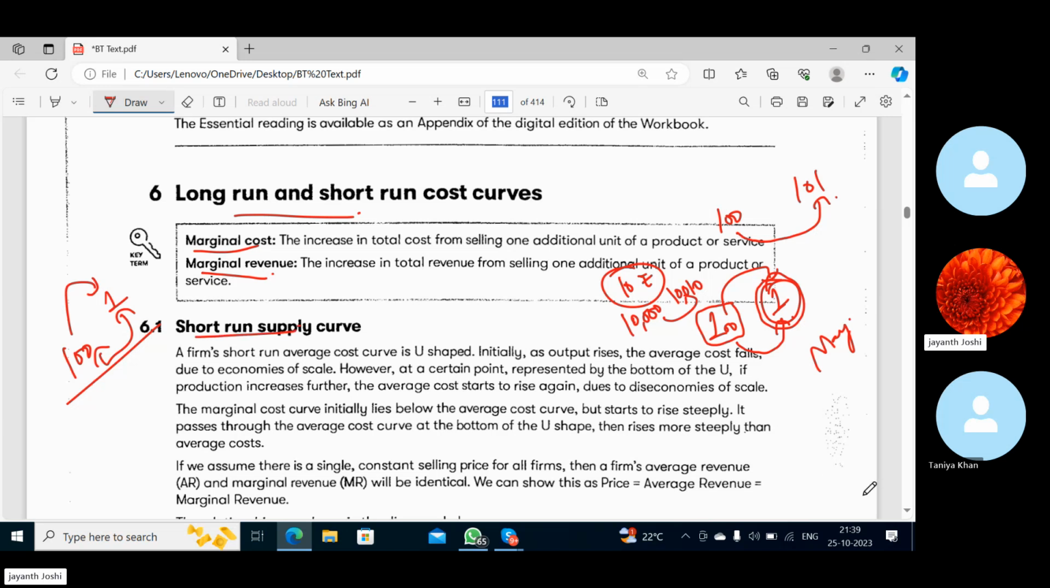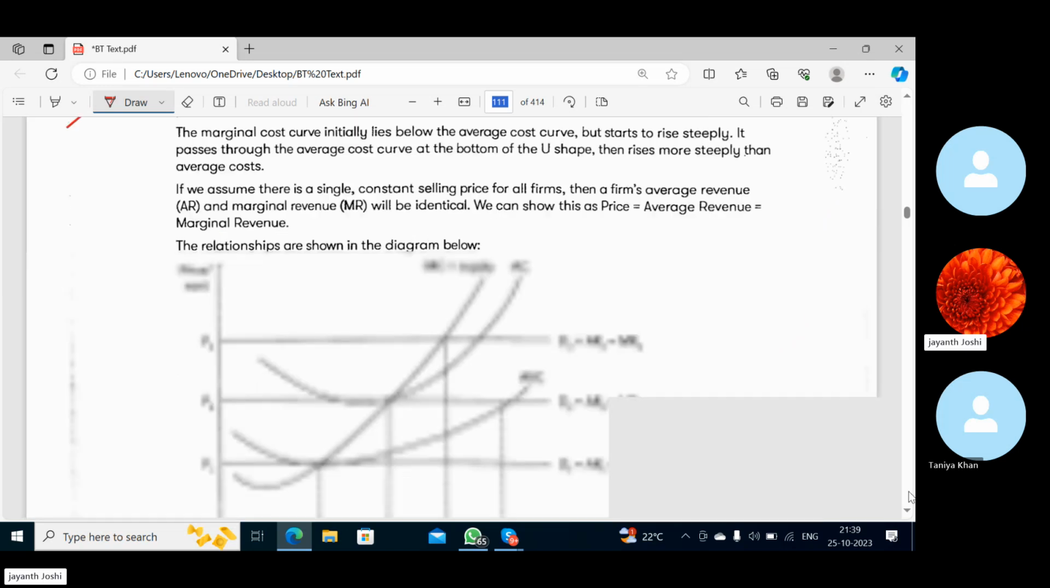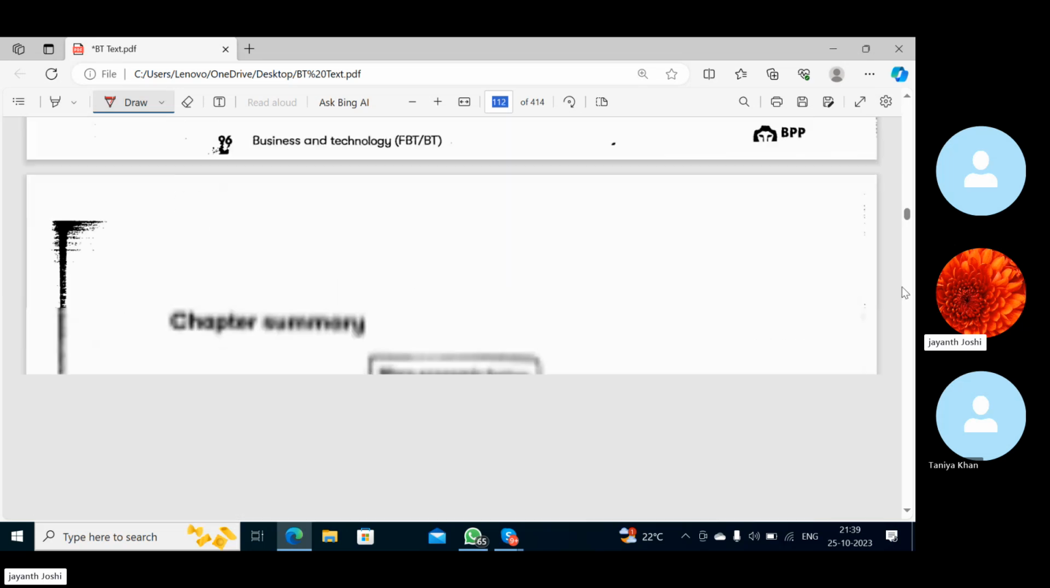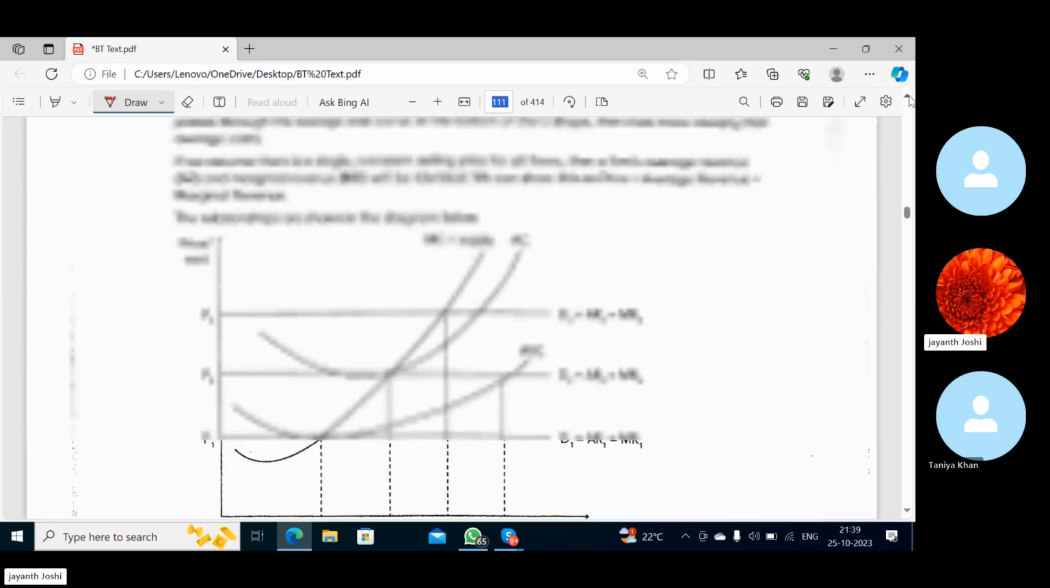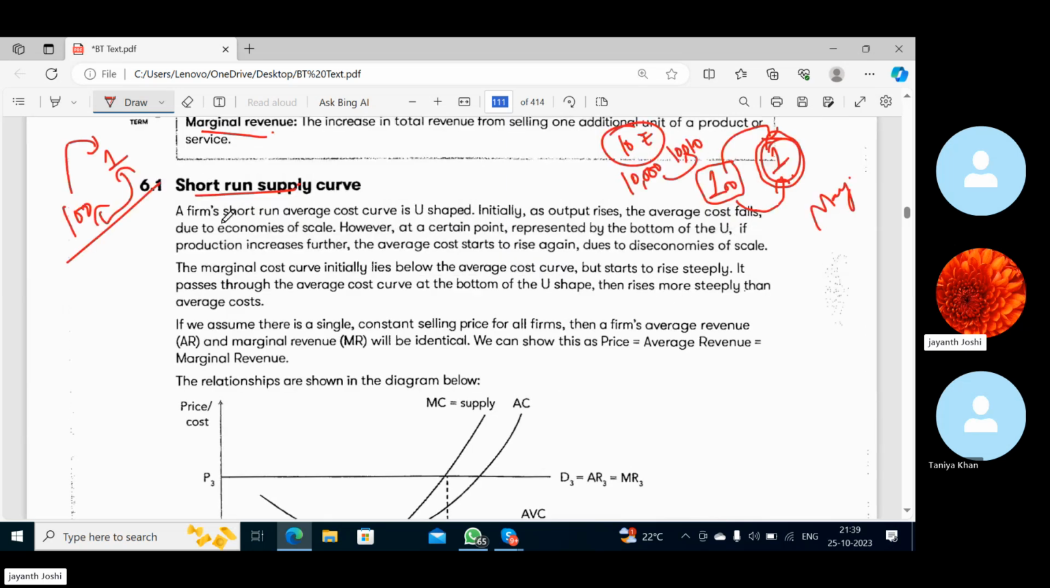Now short run supply curve. We are into the last topic, curves. You see the supply curves here. A firm's short run average cost curve is a U-shaped curve.